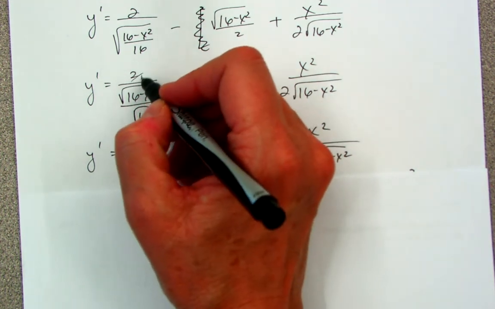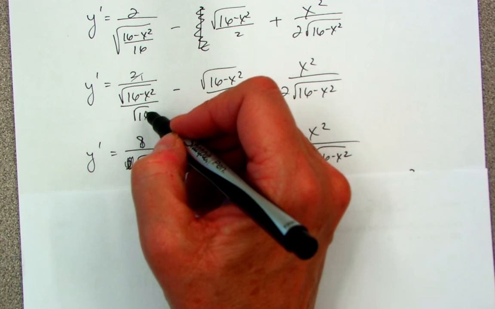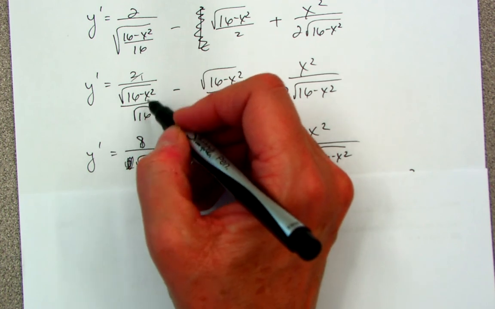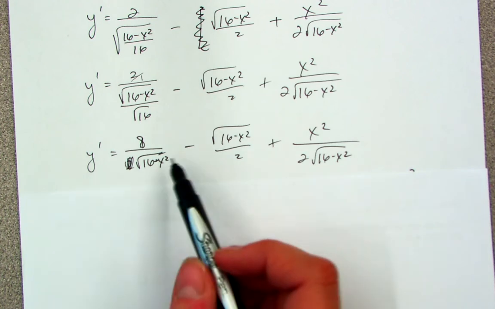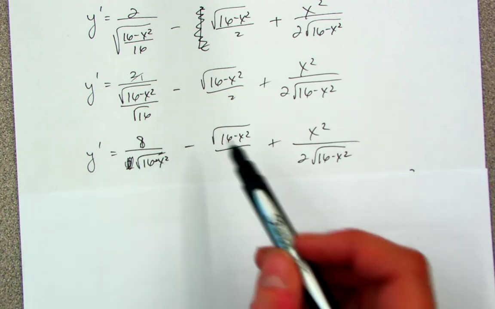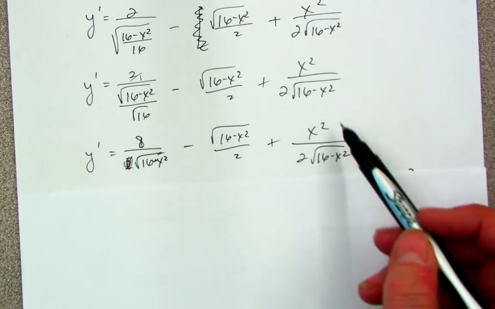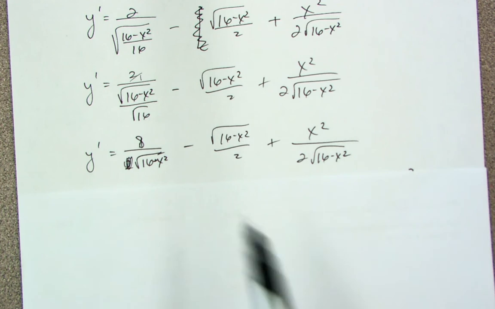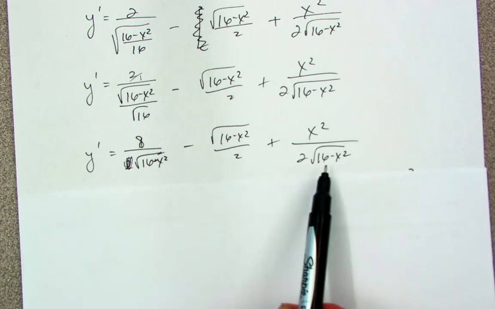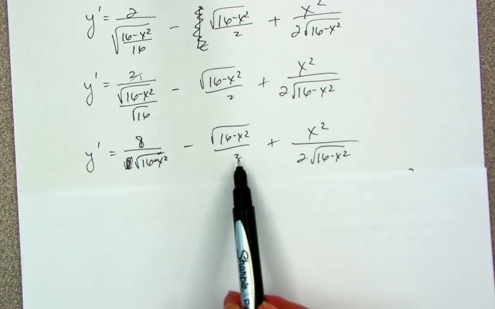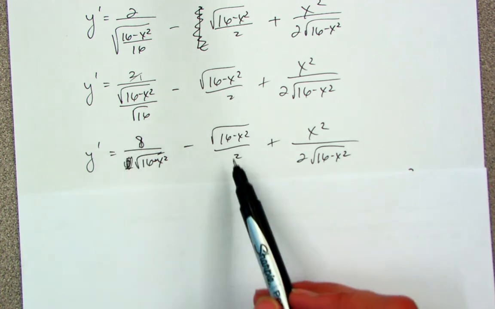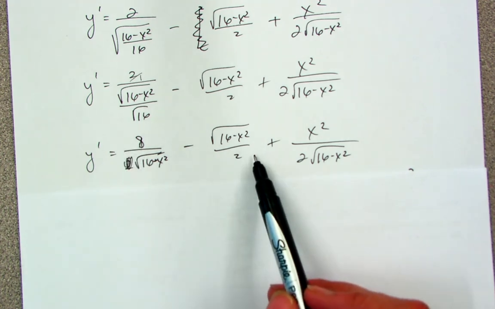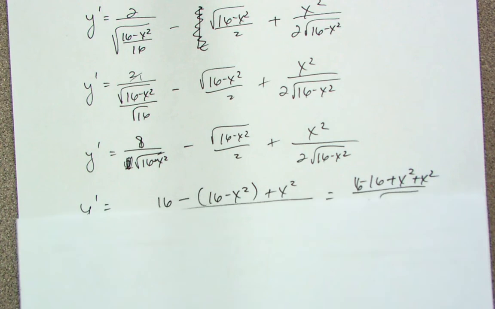So here's 1, here's the other function. I went ahead and multiplied by the reciprocal, so the square root of 16 is 4, went up here in the numerator. That's now 8. 8 over the square root of 16 minus x squared minus this plus this. I didn't change anything. So here you can start seeing a common denominator. The two factors are 2 and the square root of 16 minus x squared. So this one needs a 2 over 2. This one needs the square root of 16 minus x squared, numerator and denominator.